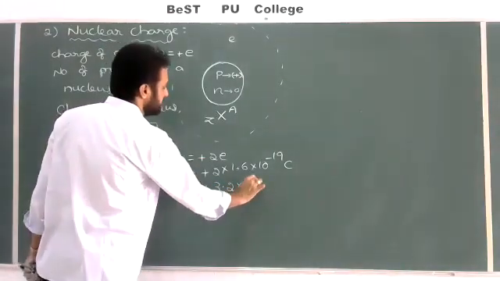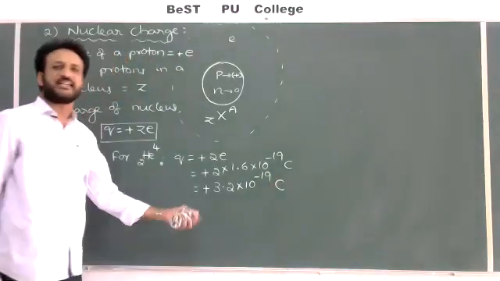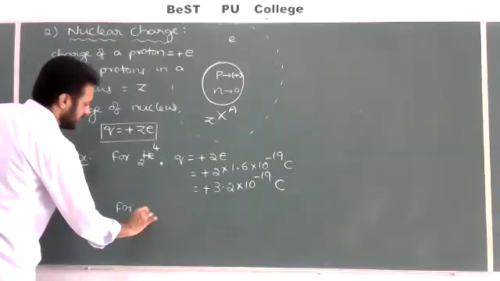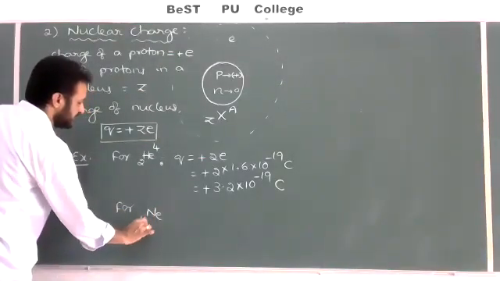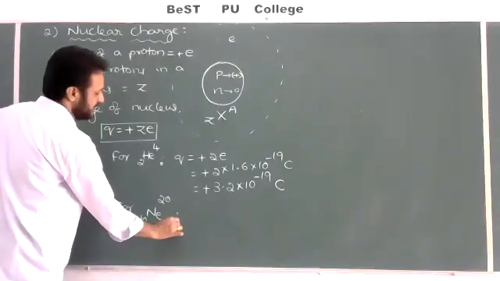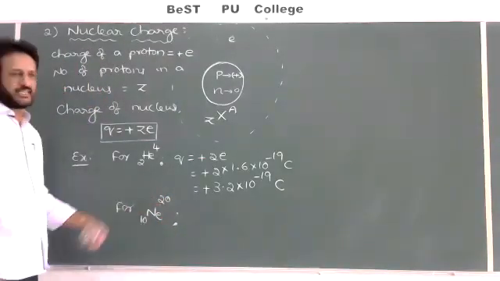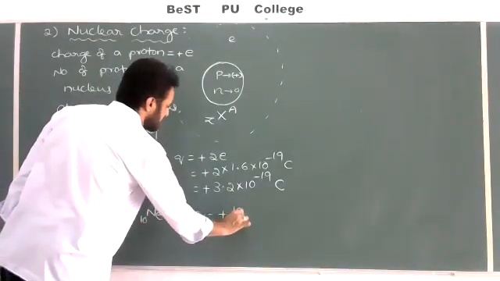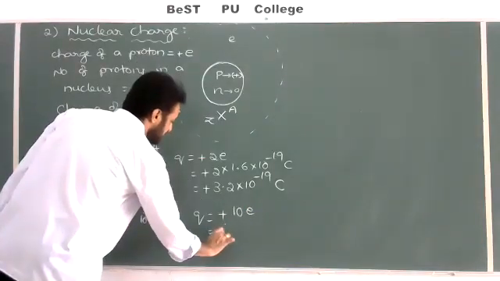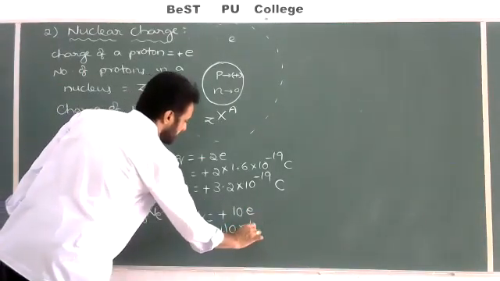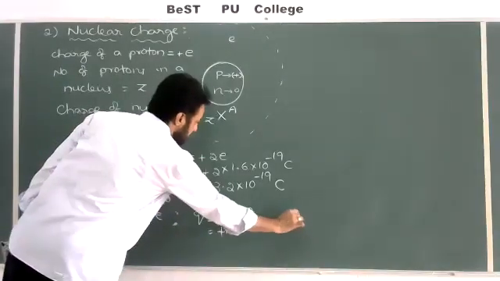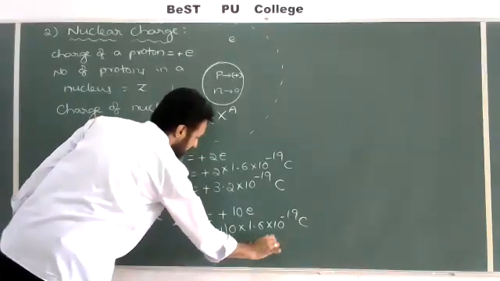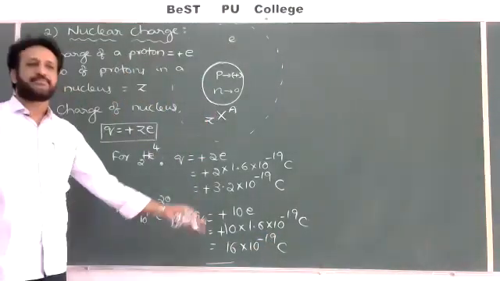So 3.2 into 10 to the power of minus 19 coulomb, easy to calculate. Same way, for example, if neon is given with atomic number 10, mass number 20, I'll take neon. What is the charge of the neon nucleus? Q is equal to plus the total number of protons, 10 into e, that is equal to plus 10 into 1.6 into 10 to the power of minus 19 coulomb. 10 into 1.6 equal to 16 into 10 to the power of minus 19 coulomb. That is the charge of the neon nucleus.